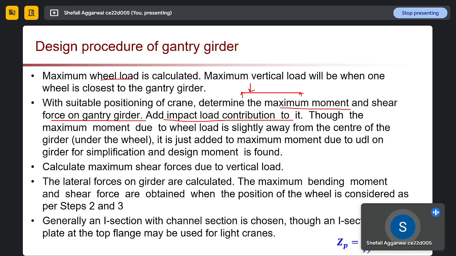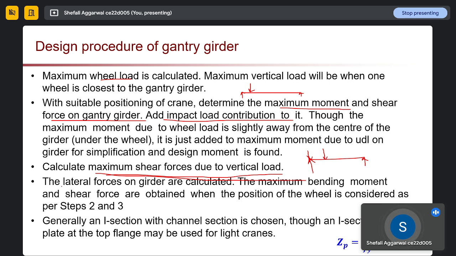Then, after this, we calculate the maximum shear force. To calculate the maximum shear force, we keep one wheel of the train over the corner of the gantry girder. So one wheel will be here. Using this symmetry, we calculate the maximum shear forces on the gantry girder.